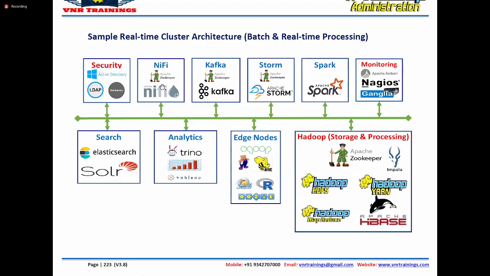And now you see the NiFi area, the Kafka area, the Storm area, the Spark area, and the monitoring area. The monitoring area is the place where you install your Ambari nodes or Cloudera Manager, Nagios, Ganglia tools. When it comes to search, you will have Elasticsearch. When it comes to analytics, you will have Trino. And these are the edge nodes.